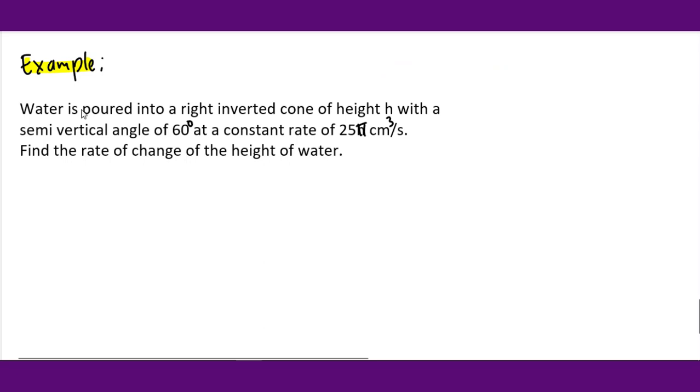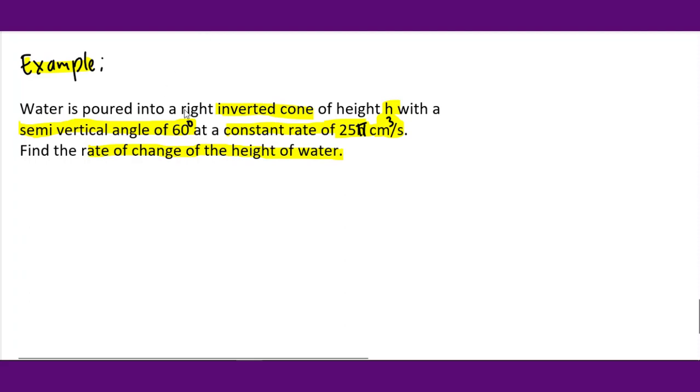Example: water is poured into a right inverted cone of height h with a semi-vertical angle of 60 degrees and at a constant rate of 25 pi cm cubed. Find the rate of change of the height of water.